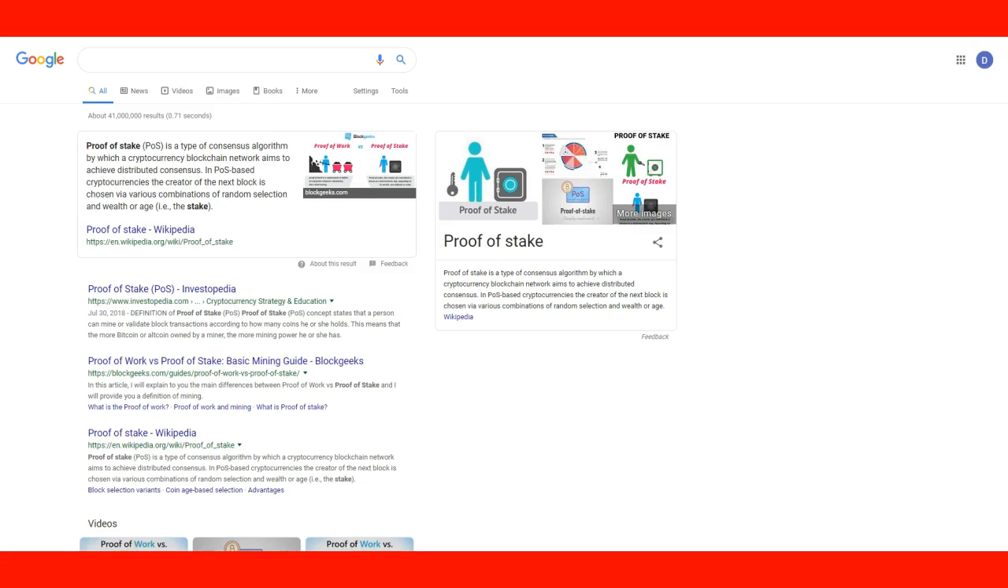Proof of stake is a type of consensus algorithm by which a cryptocurrency blockchain network aims to achieve distributed consensus. In proof of stake based cryptocurrencies, the creator of the next block is chosen via various combinations of random selection and wealth and age, i.e. the stake.